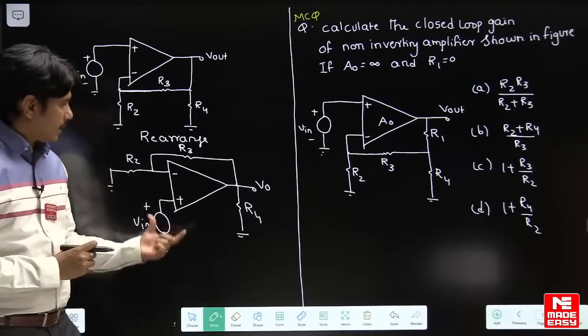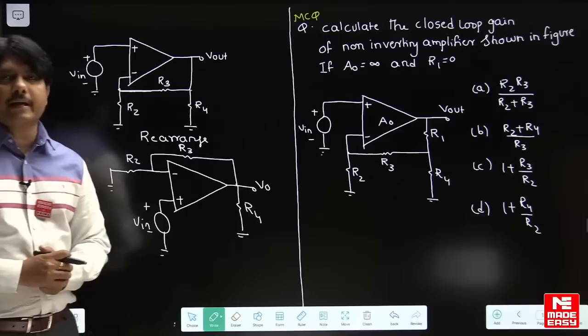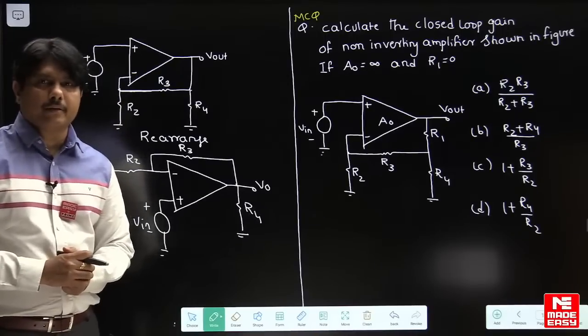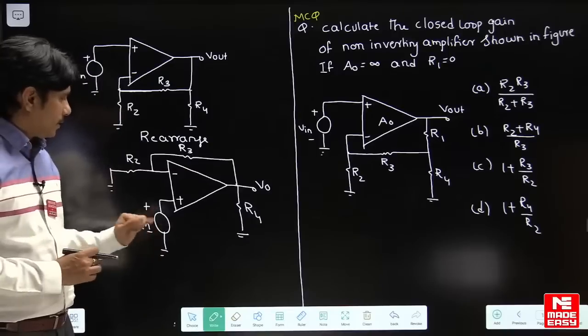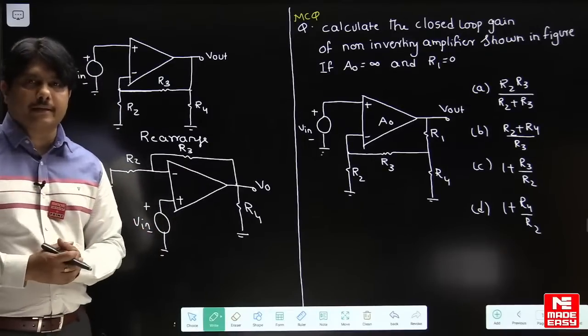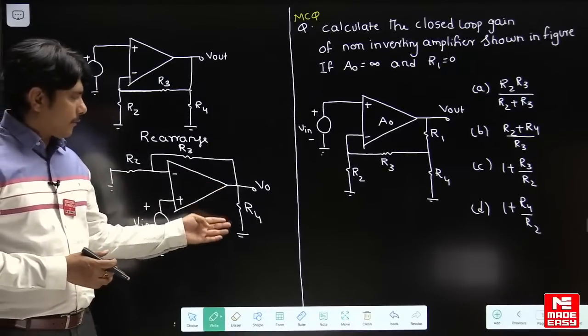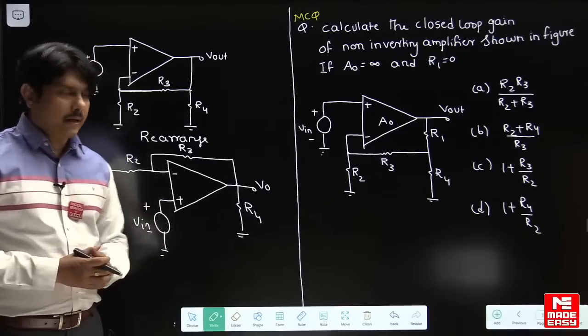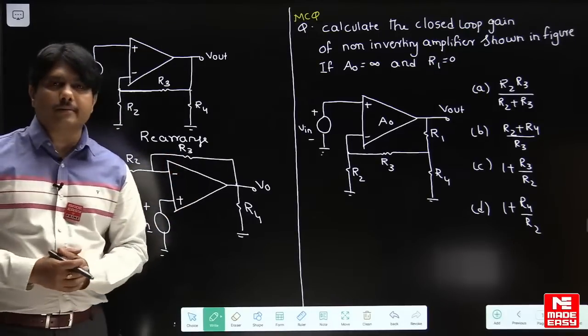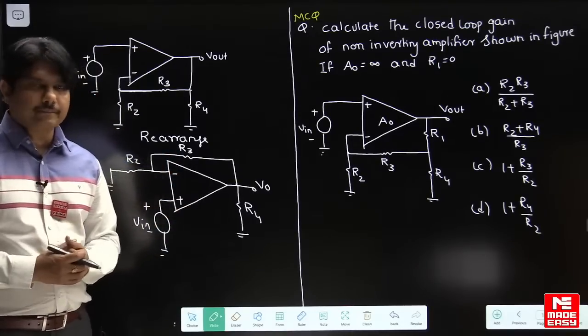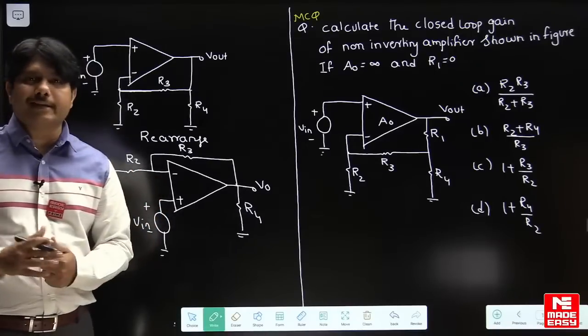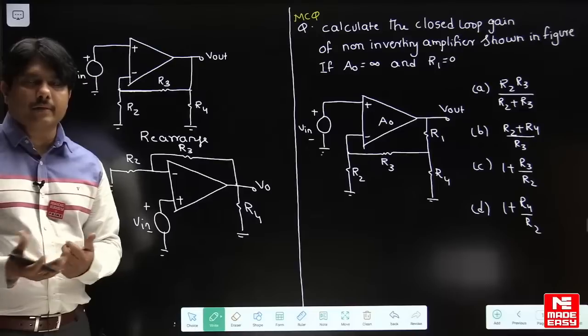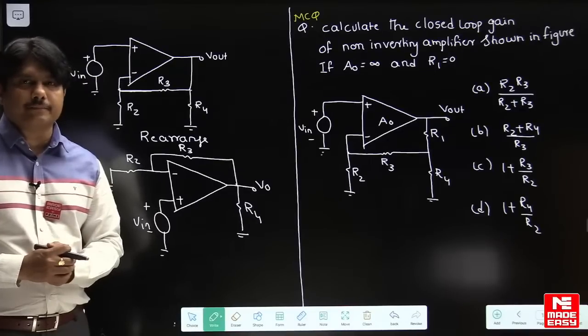Okay, it's exactly looking like a non-inverting amplifier. It's a very standard amplifier. It's a non-inverting amplifier because the input is at the non-inverting side, and you consider this R4 as a load resistance and R3 as a feedback resistance or shunt resistance, and R2 we can take as a series resistance.